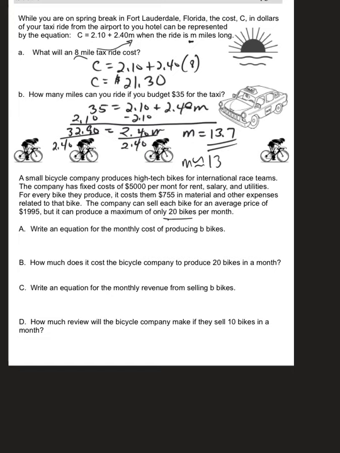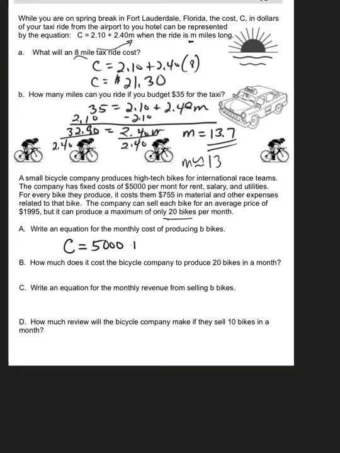20 bikes per month. So we're going to write an equation for the monthly cost of producing B bikes. So we're going to use C to represent cost, and this says that no matter what, we're going to spend $5,000 because we have to cover rent, salary, and utilities.